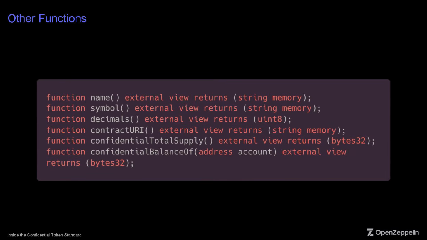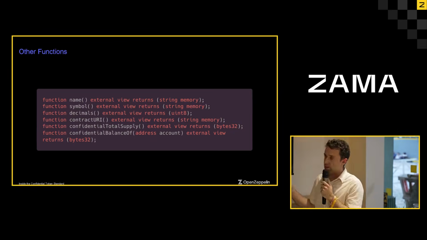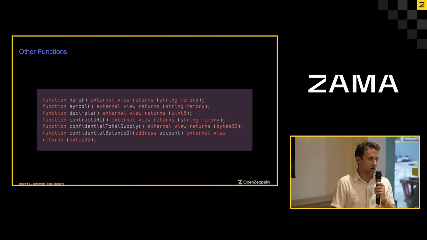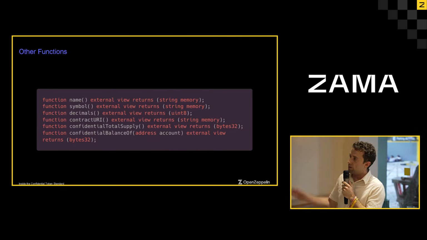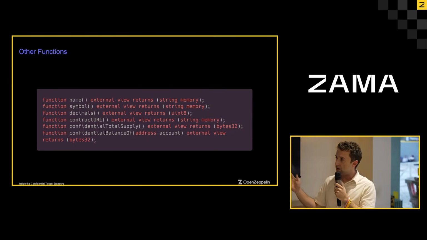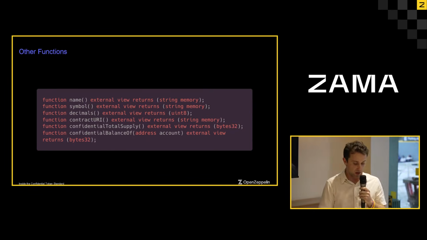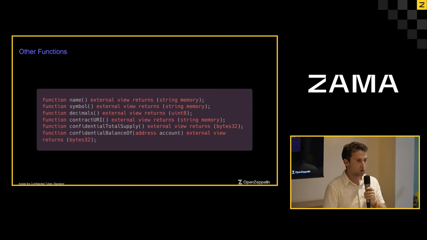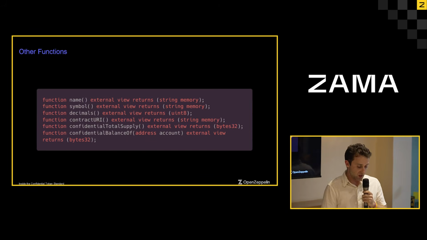Then we have quite a few more functions, but these are relatively standard. We have the name, the symbol, the decimals, all straight from ERC20. We have the contract URI, which we've seen from the NFT age that people really like associating data with their tokens. So this allows users and developers to associate metadata with their confidential tokens. The total supply and the balance of each user, returning these ciphertexts, are implementation specific.